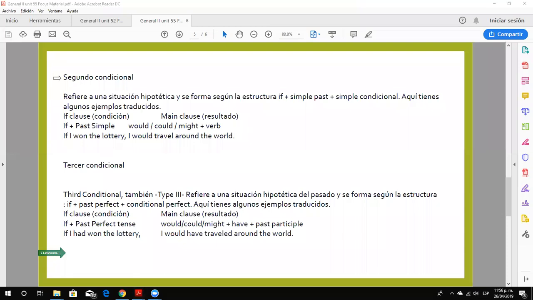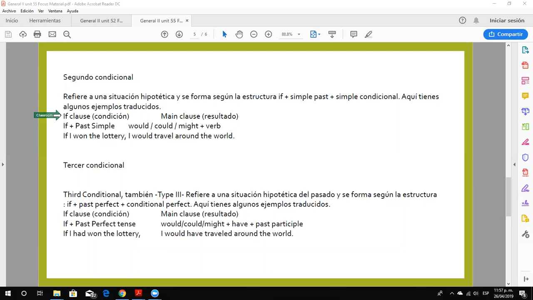Okay, here we are. Second conditional. It refers to a hypothetical situation, and it is formed with the structure if plus past plus simple conditional. Here you have some translated examples. The structure is if clause plus main clause. The condition plus the result.